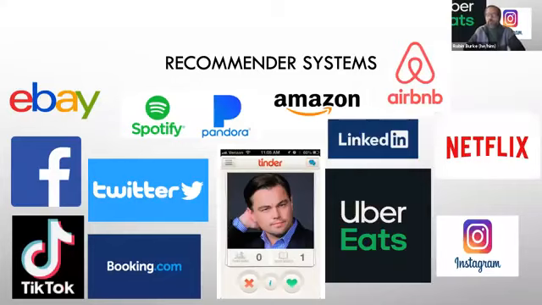E-commerce sites like Amazon or booking.com, social media sites like Facebook or TikTok, music like Spotify or Pandora. All of these kinds of applications have a strong element of personalization and recommendation as part of what they provide. And actually many of these applications have multiple recommender systems embedded within them.